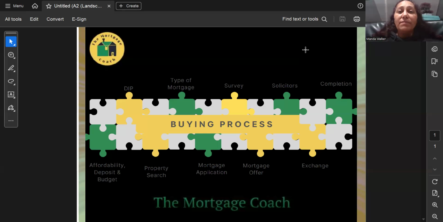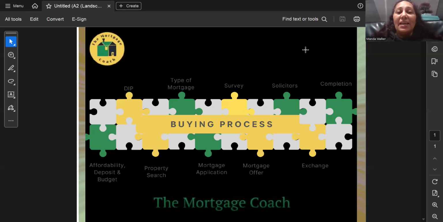And then what type of mortgage is it? Is it capital and repayment? Is it interest only? Now, interest only tends to be buy to let, capital and repayment tends to be residential, but then you've got part and part, which is a combination of the two.